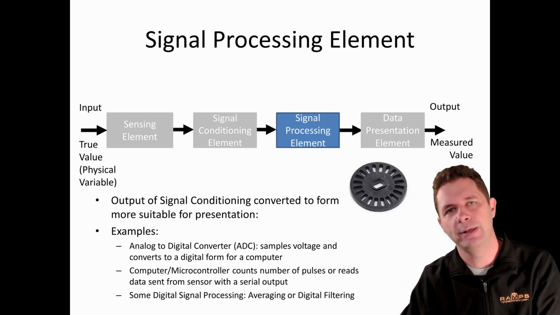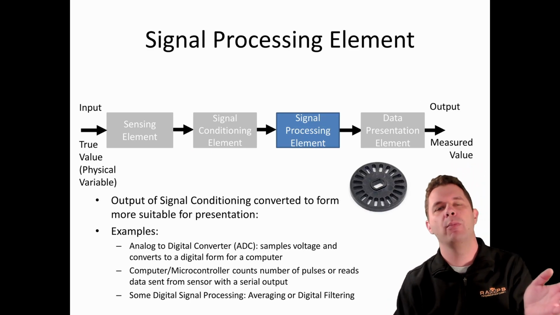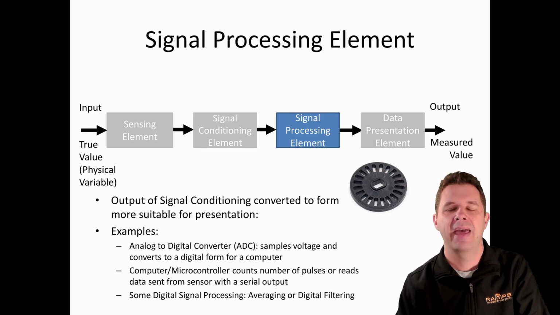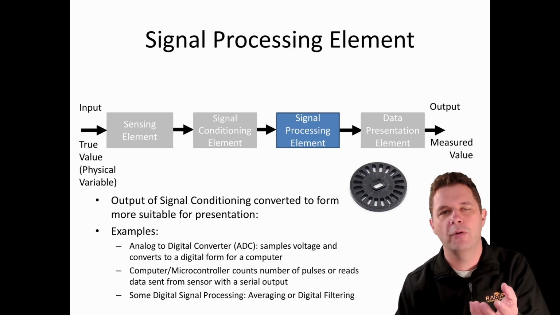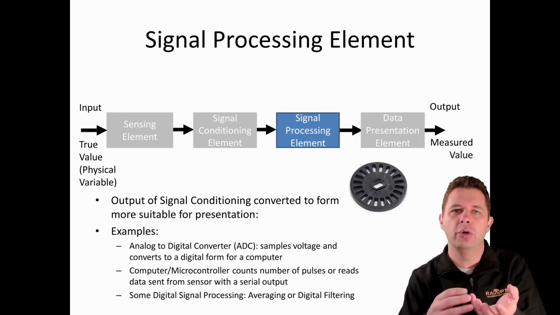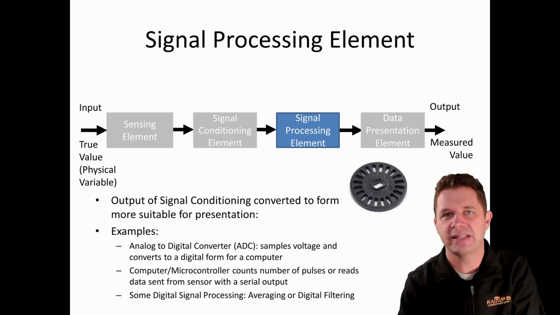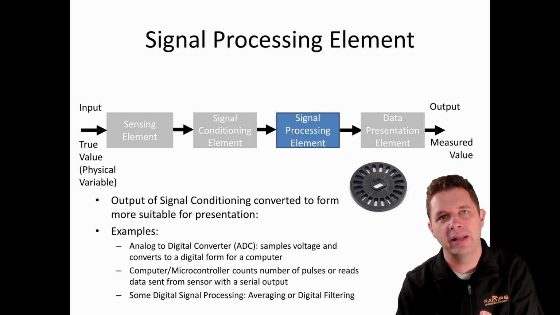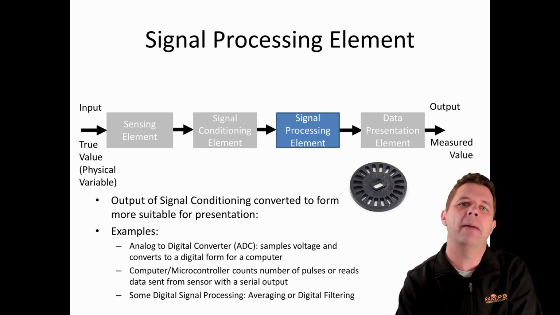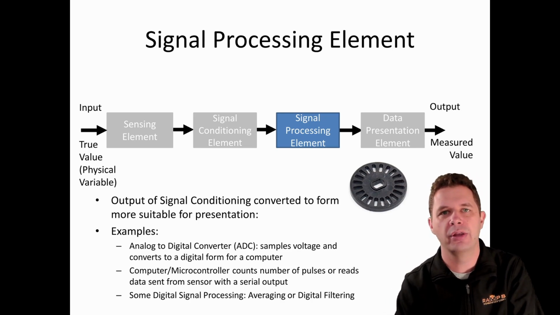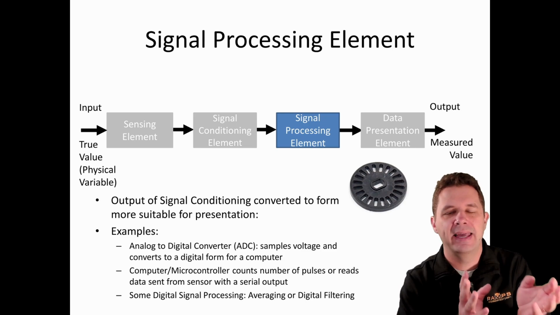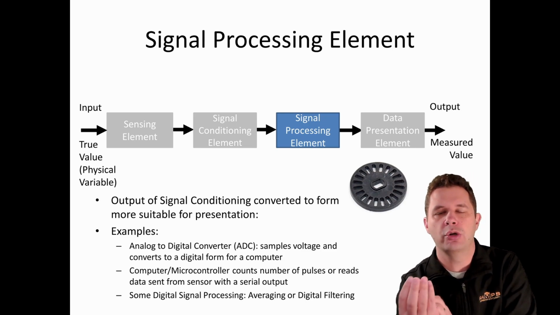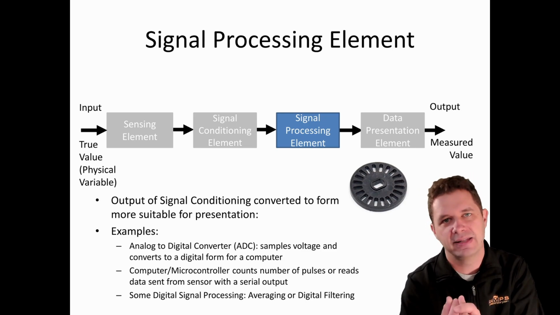Well, let's go with a signal processing element, which is where we move over into the digital domain. And here we convert to a form that's more useful to present and use in whatever system we're doing. This is the area where we'll start using our analog to digital converter, which is something on a little microcontroller. I'm not expecting you in this class to know them in detail, but basically it samples a voltage, converts it to a digital form which our computer can understand.